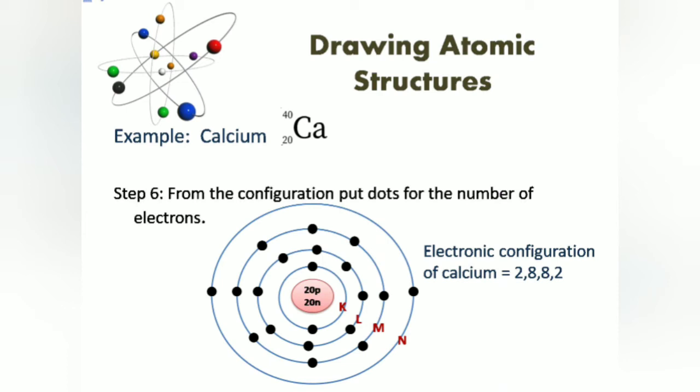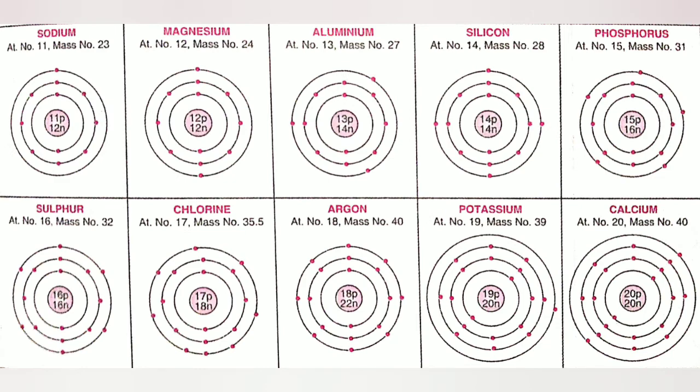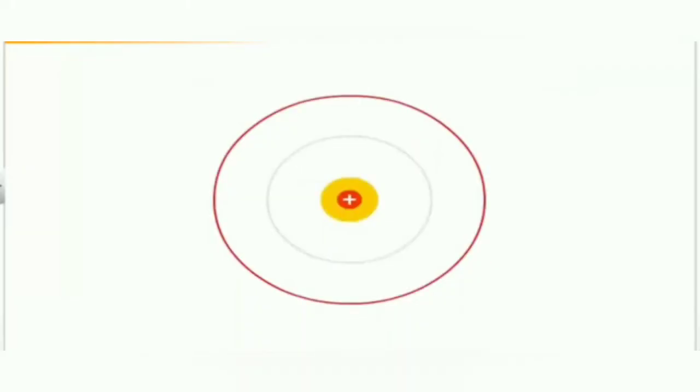in the fourth shell. Like this, we can draw the atomic structure of calcium, and by following these steps, we can draw the atomic structure of any element. These are the atomic structures of elements with atomic number 1 to 20. Now we know that in every atom, a fixed number of electrons are present in each shell. The electrons present in the outermost shell of an atom are called valence electrons.